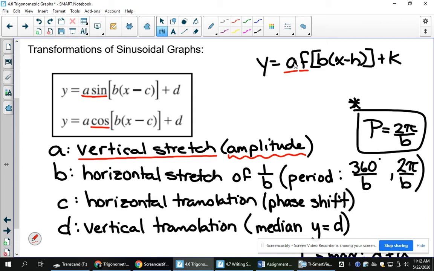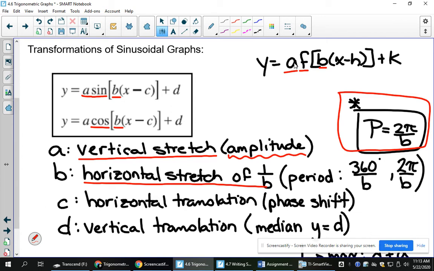Your B, it was tricky back in transformations, and it's tricky again. There's some memorization that needs to happen here. It is still a horizontal stretch of 1 over b. Remember that you needed to flip it. That's why it was tricky. But this is absolutely important for graphs.